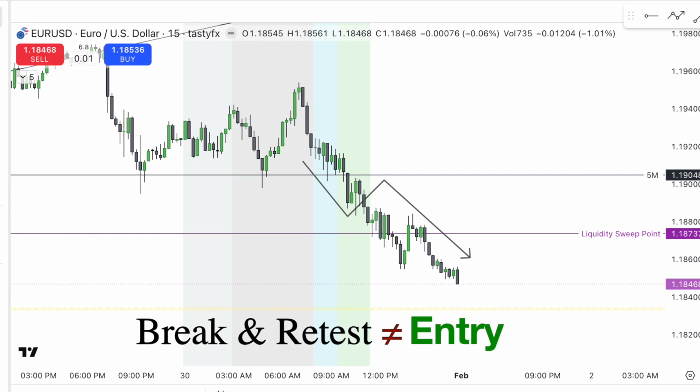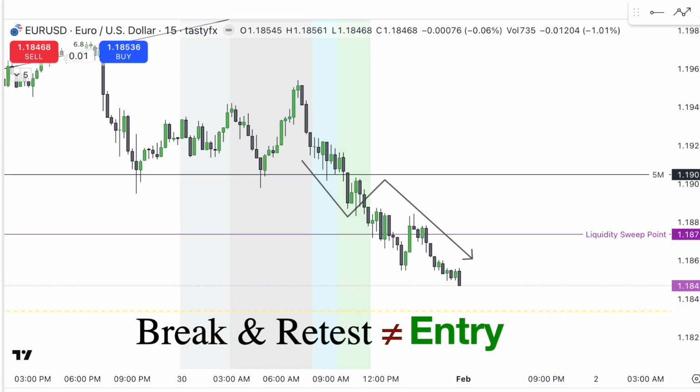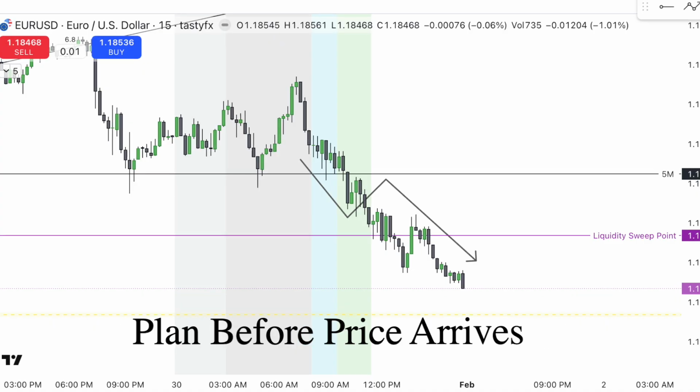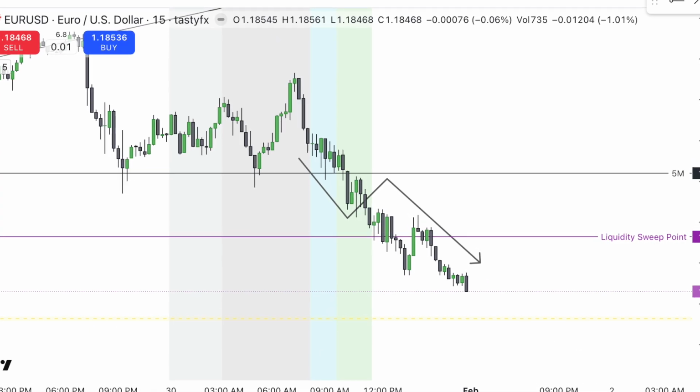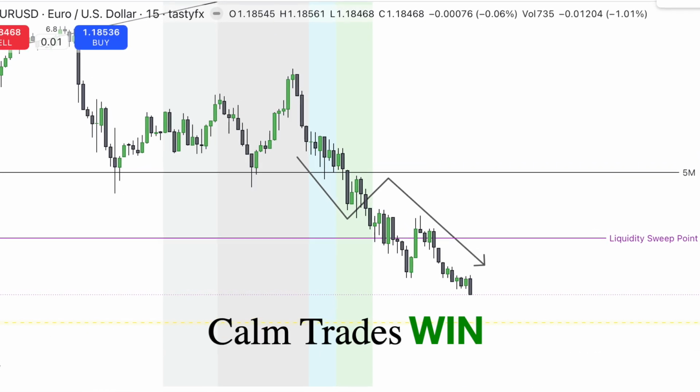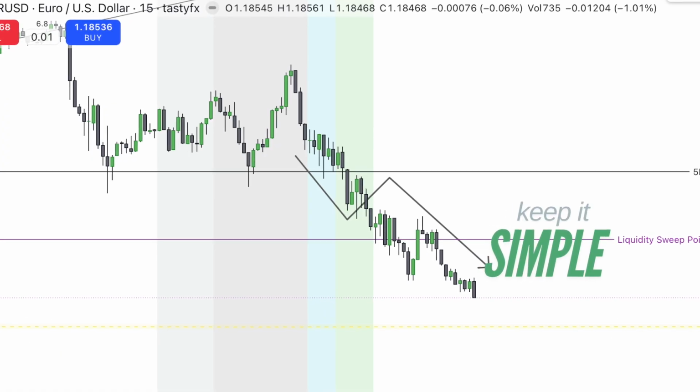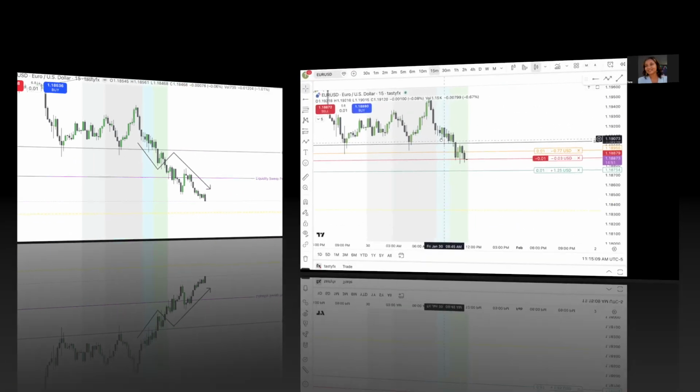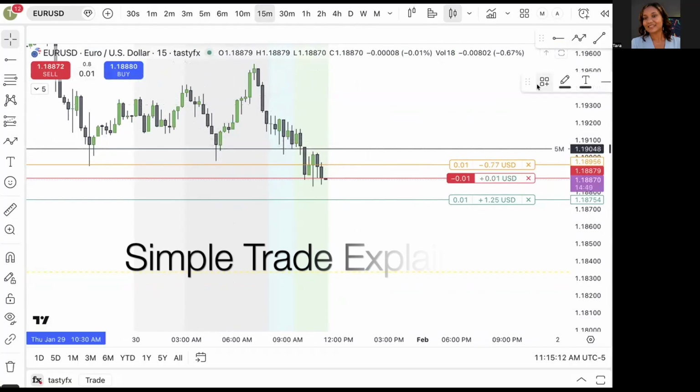Most traders think break and retest is about the entry, but it's really about what happens before the entry. So if you trade calmly and you like to plan ahead, then this video is for you. Because when the planning is clear, the trade becomes simple. Here's our area of resistance on the 15-minute time frame.